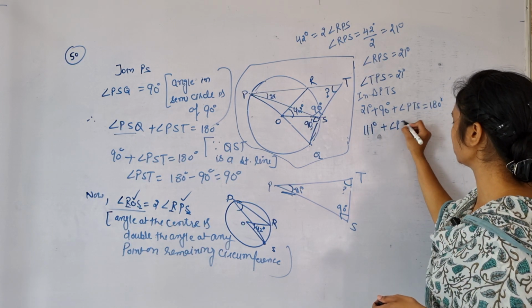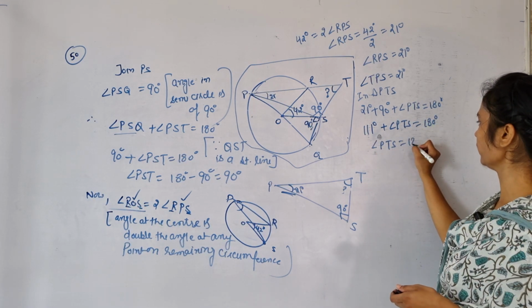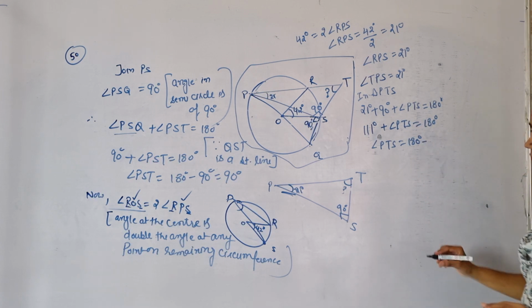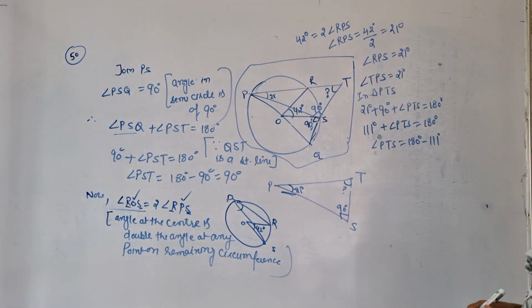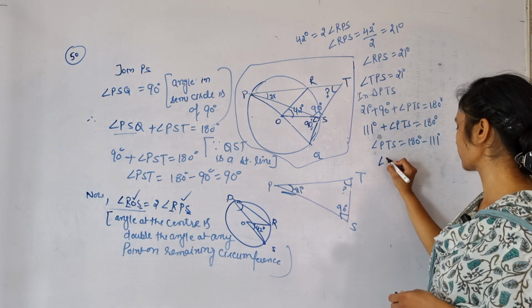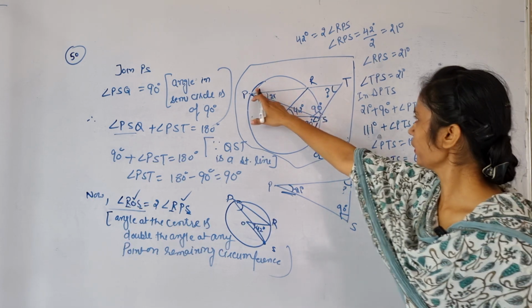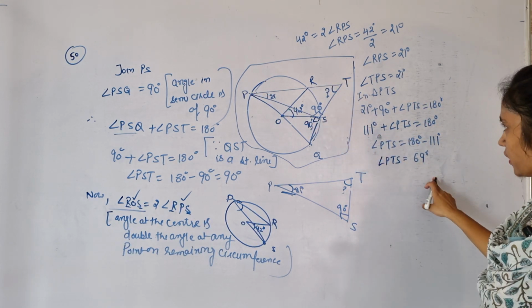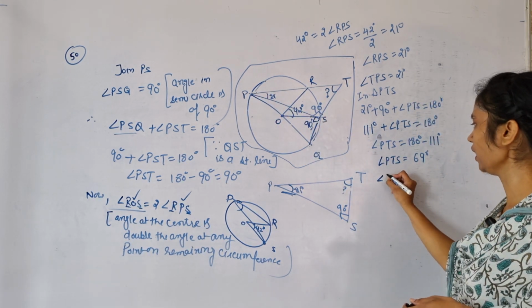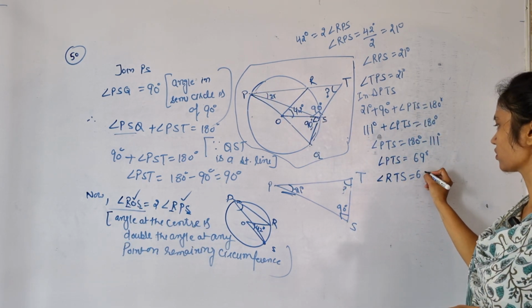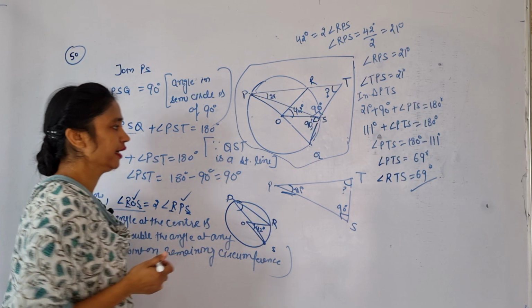degree plus angle PTS is equal to 180 degree, means angle PTS is equal to 180 degree minus 111 degree. Okay, it will be equal to 69. PTS is equal to 69 degrees, so will be RTS. लाइन थोड़ा शॉर्ट भी कर दो, कोई इफेक्ट नहीं पड़ेगा. RTS is equal to 69 degree. Okay, hence we have calculated the required angle.